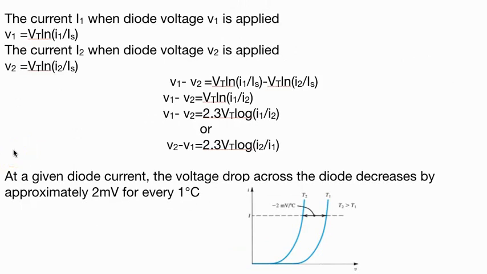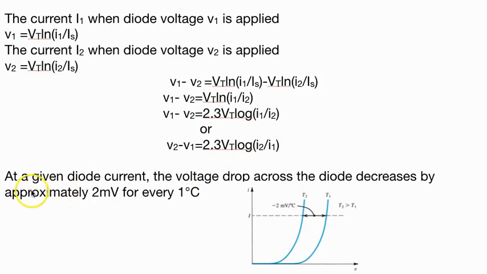Now, if we have two different diodes with two different diode currents and two different potentials, then we can calculate the difference between the two diode voltages, V2 minus V1, by this formula, which is 2.3 Vt log, not natural log but log to the base 10, of I2 by I1.